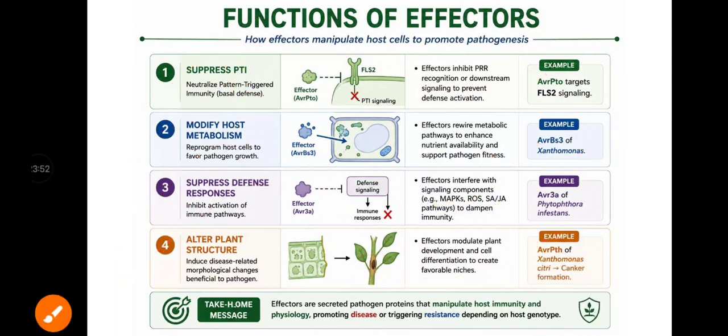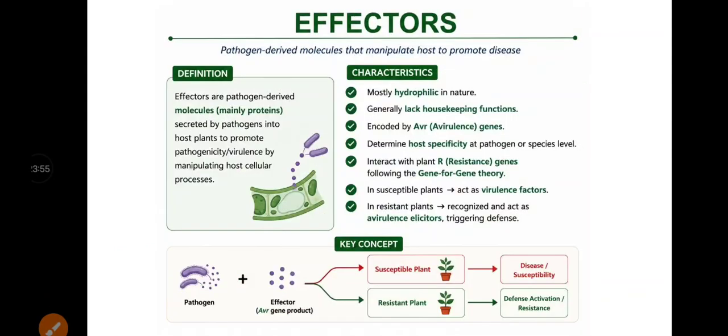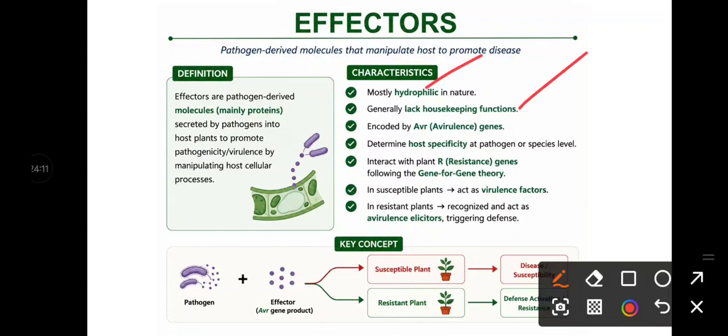So first we discussed the definition of the effector. These are pathogen-derived molecules that promote infection, virulence or pathogenicity by manipulating the host metabolic processes. They are hydrophilic in nature, lack housekeeping function, and are produced by AVR genes, acting by the gene-for-gene hypothesis. So they act differently in resistant as well as susceptible hosts. In a susceptible host it acts as a virulence factor, whereas in a resistant host it acts as an elicitor.